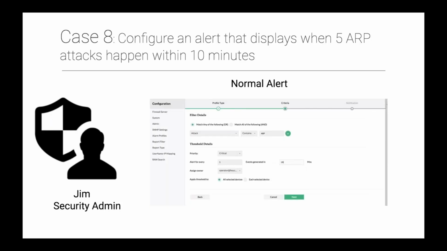Now, let us look at a use case. Since there are a lot of ARP attacks happening in the network, Jim's company wants to identify ARP attacks at the very inception. So what does Jim need to do? So Jim needs to set an alarm notification for 5 ARP attacks that happen within 10 minutes of time. So let us look at how Jim sets this alarm using the Firewall Analyzer.